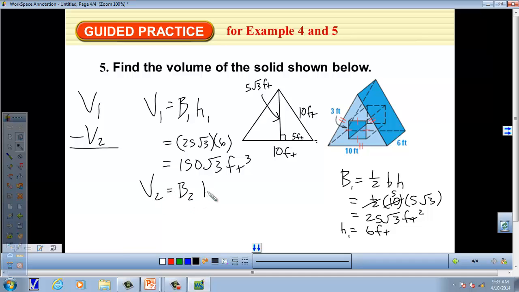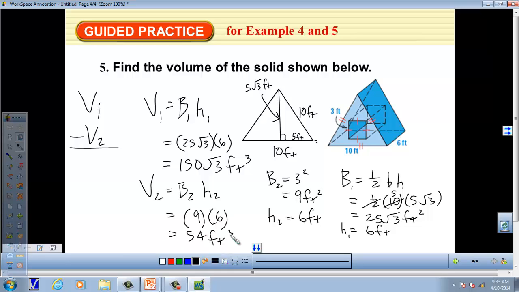Now we're going to figure out the second volume, so we need to figure out the second base and the second height. For the area of the base, much easier here because it's a square with sides of 3, so that gives me 3 squared, or 9 square feet. Again, the height is the same, it's 6 feet. So we're going to say 9 times 6, or 54 cubic feet.